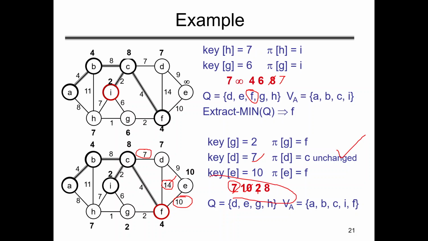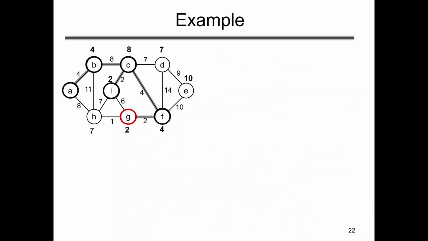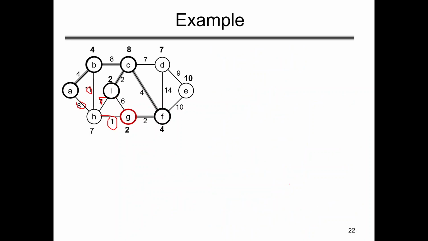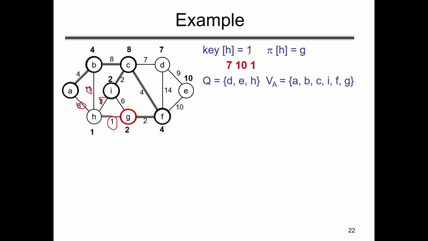What is the minimum value from here? G is the minimum, 2. So next we will visit the node G. From G, it is connected to H with value 1. So to H, I can come by 8 or 11 or 7 or 1. Which one is minimum? 1 is the minimum. So I will change the key of H to 1. Previously the key of H was 8. Now I'm changing it to 1, which is less weighted. We always require the less weighted edges. So key of H becomes 1.